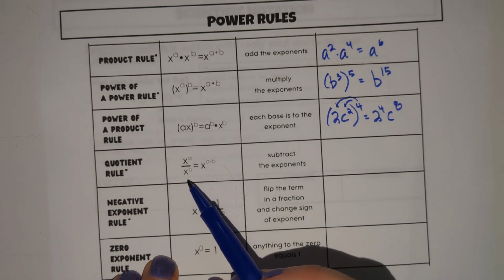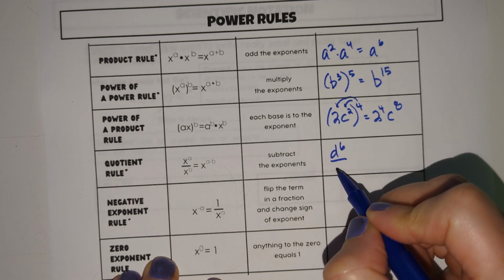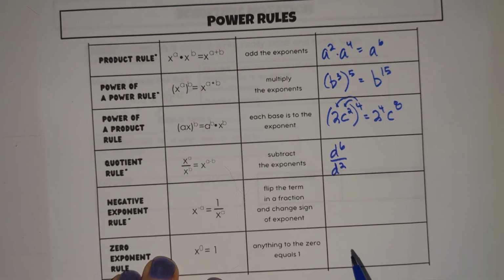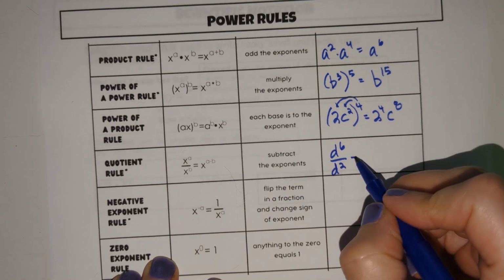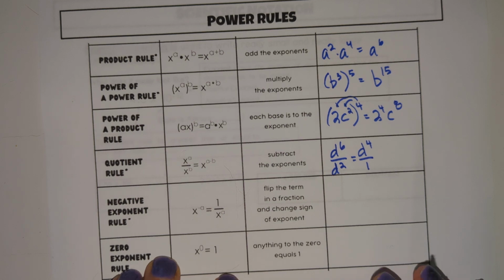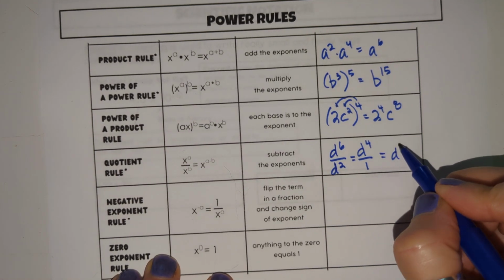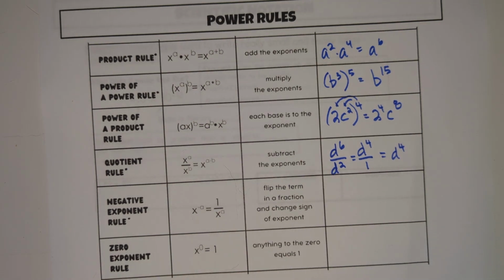Our quotient rule, I've got a fraction. So let's say I've got d to the 6th over d to the 2nd. So I can subtract those exponents, but I always put the base in the numerator. So if I'm going to use that fancy subtracting trick, it has to go in the numerator. And I don't really need to write that over 1, so just d to the 4th.